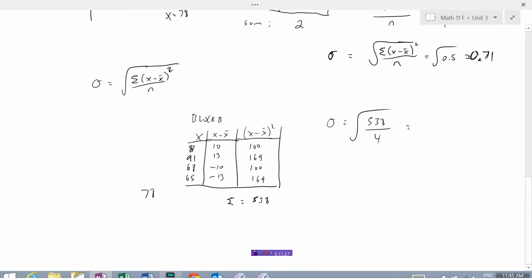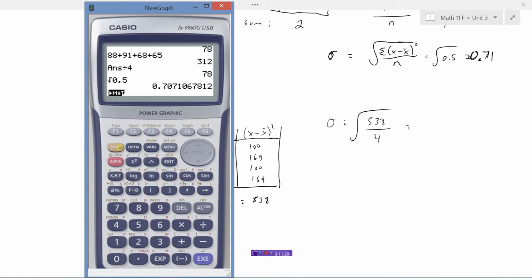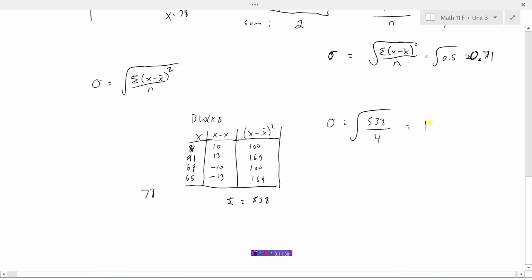So now it becomes a calculator question. Figure out what is the square root of, bracket, 538 divided by 4, close bracket, is 11.60. So yeah, we can see that the standard deviation for block A was significantly less than the standard deviation for block B, which was 11.60.